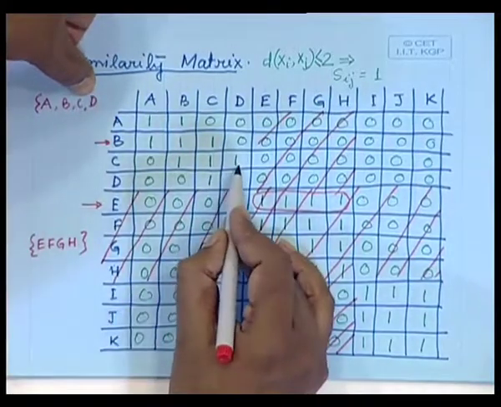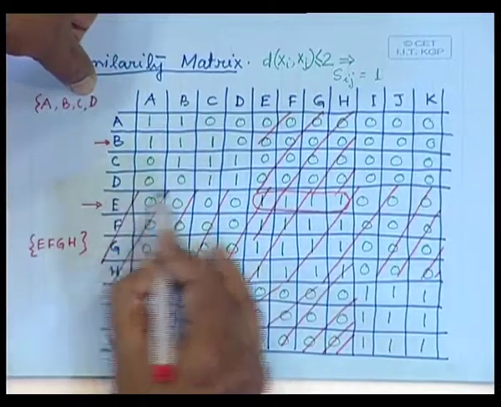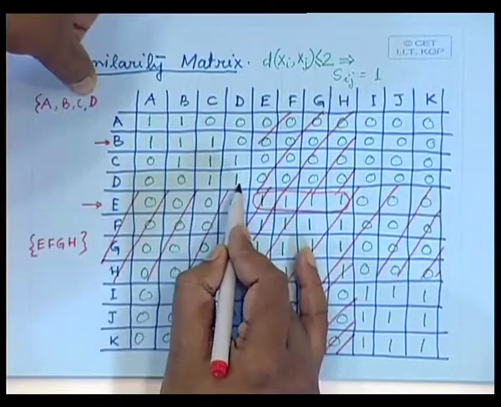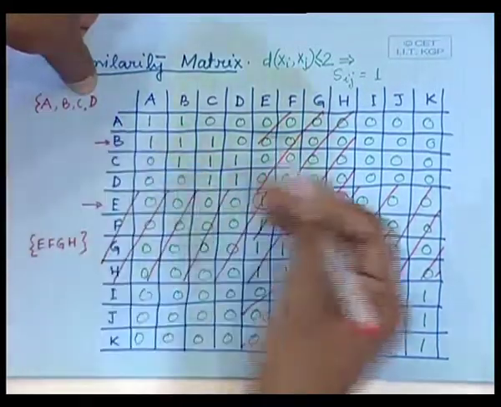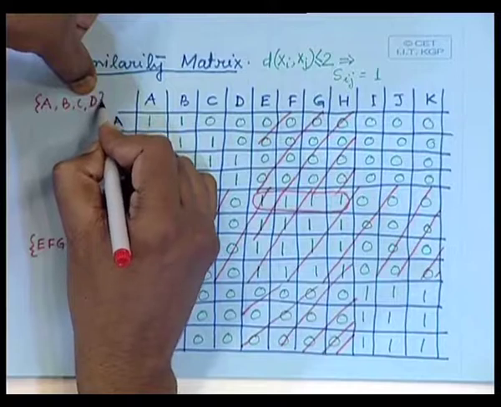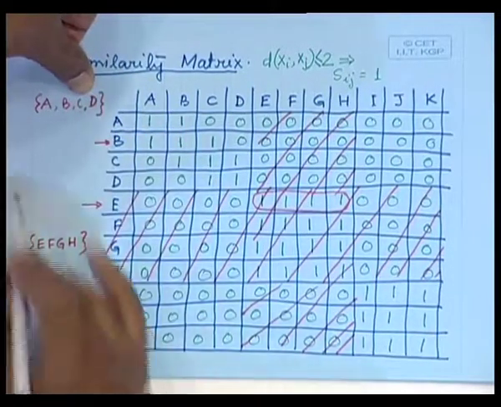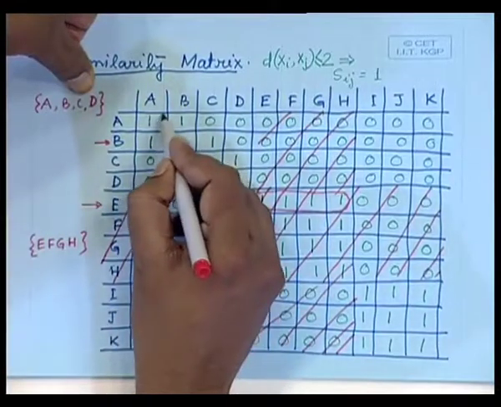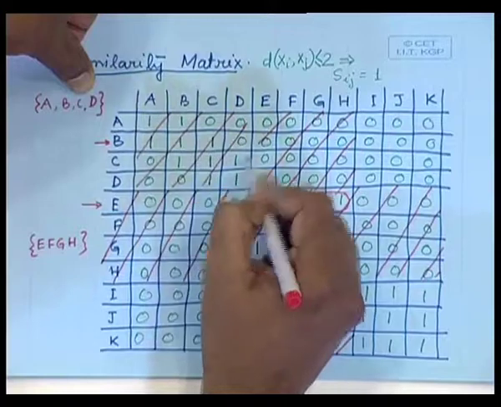Okay. And once D is included, then I have to come to the row corresponding to D, where C and D are already included. Okay. So, this cluster cannot be expanded any further. So, that second cluster which is formed is A, B, C and D. Okay. So, once I get this cluster, I have to remove the rows and columns corresponding to A, B, C and D.